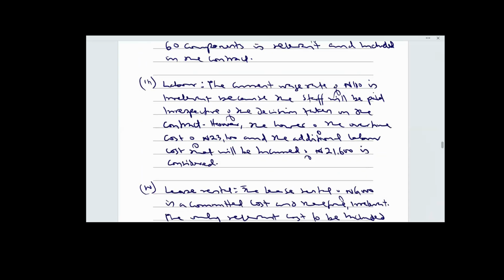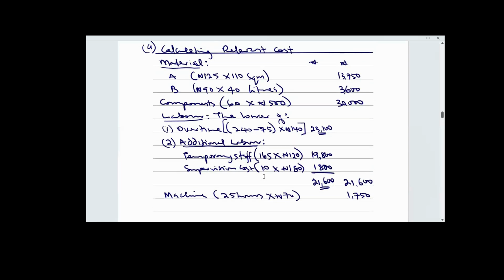All right, so what else do we have in the question? I think that's it. So let's sum up all what we have calculated. Let's determine the total. Add up everything. What do you have? 70,700. Thank you, Alexa. This is the total relevant cost. That's it.